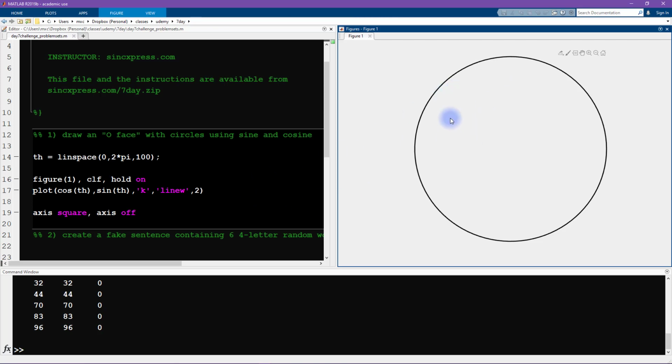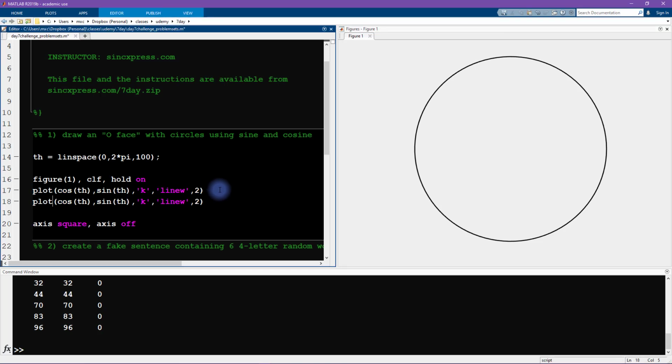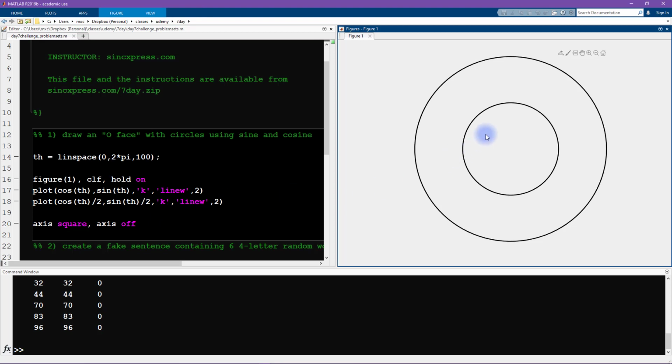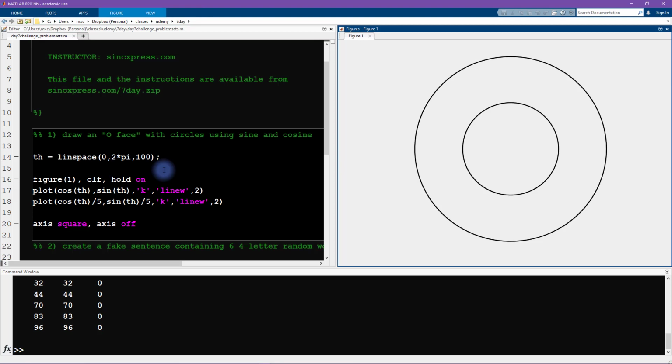Now we need to draw some eyes. So the idea is that the eyes are drawn exactly the same way as this line, except that we make them smaller and we offset them by an x coordinate and a y coordinate. So let's start by making them smaller. To make the circle smaller, you just divide by some number. For example, if I divide by 2, so I'm dividing both coordinates by 2, you can see that we get a circle with 1/2 of the radius. So for the eyes, what I did is set this to be 1/5, like this.